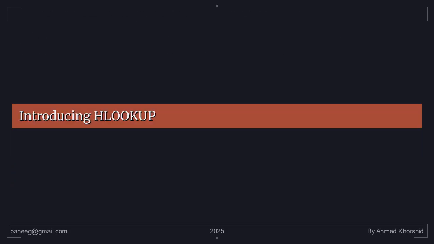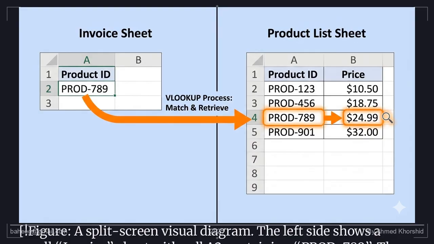Introducing VLOOKUP. Figure: a split-screen visual diagram. The left side shows a small invoice sheet with cell A2 containing PROD-789. The right side shows a product list with two columns, A, Product ID, and B, Price. A prominent arrow starts from PROD-789 in the invoice, points directly to the matching PROD-789 in the product list's column A, and then continues to the adjacent cell in column B, highlighting the price value $24.99. This visually demonstrates the VLOOKUP process.